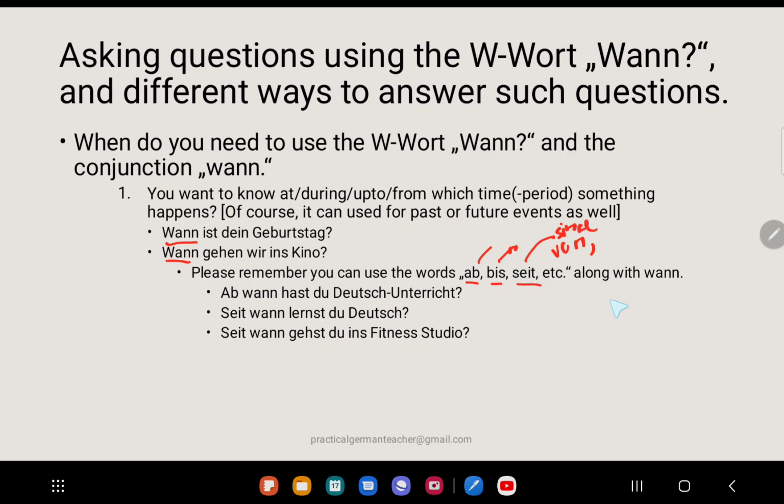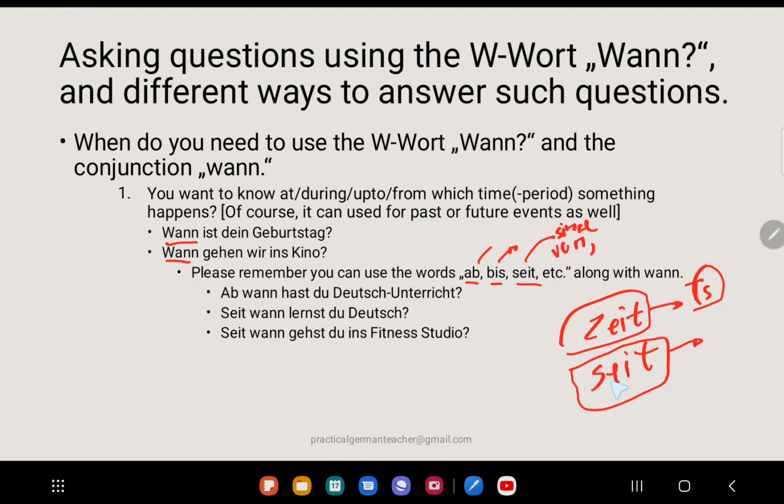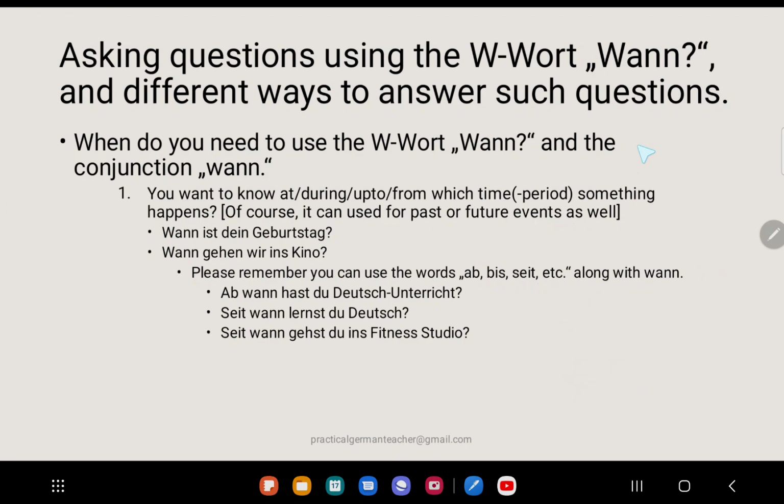Also, at this point I want to talk about pronunciation. You have this seit and then you have seit. In the beginning you might pronounce them the same, but there is a difference. If you hear carefully what I'm going to say, I'm saying seit and I'm saying seit, there is a difference. This z is always this ts, seit. Please practice this, record yourself, and you'll know the difference. If there's no difference, then you'll have to practice. So the idea is that you can use these other words along with wann.